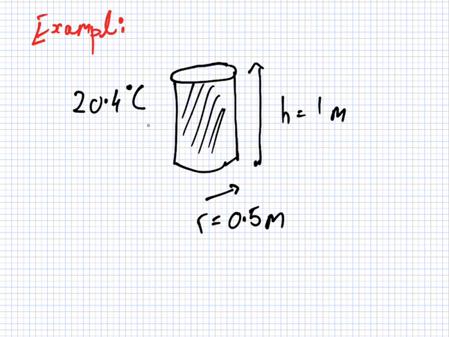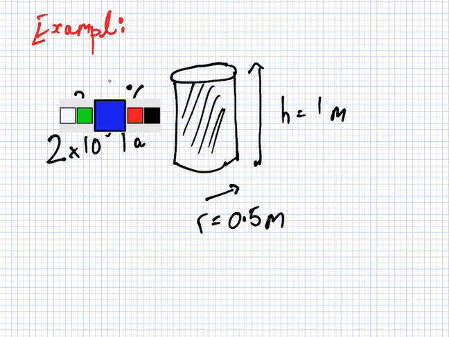is 2 times 10 to the 5 pascals. Here, let's just make our numbers a little bit easier. What is it for converting? 273, isn't it? So we'll make it a nice 27 Celsius.